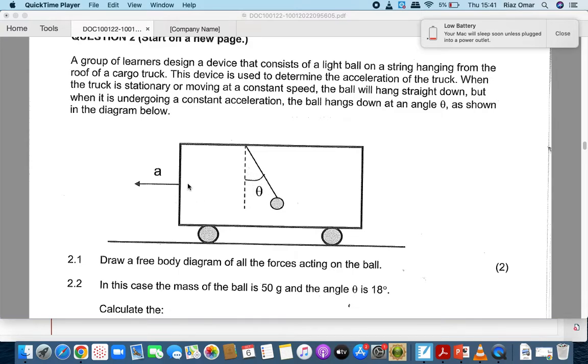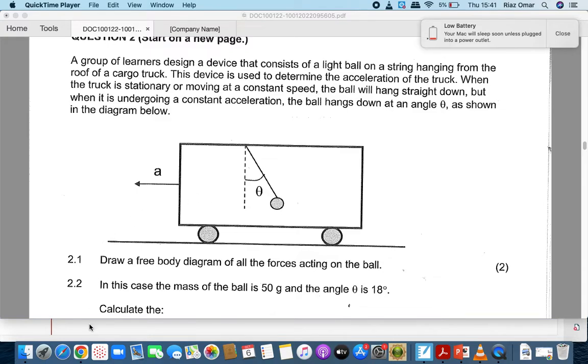If there was negative acceleration, if it was slowing down, then the ball will hang on the other side. We'll see that the angle is on this side, or the ball hanging here. So the way we see it in this case is that the ball is hanging, leaning to the right, so the ball basically has positive acceleration. The question is, draw a free body diagram of all the forces acting on the ball.